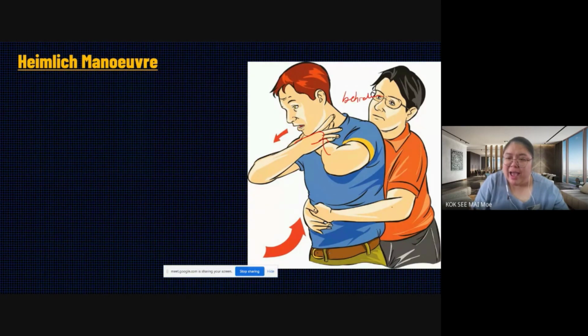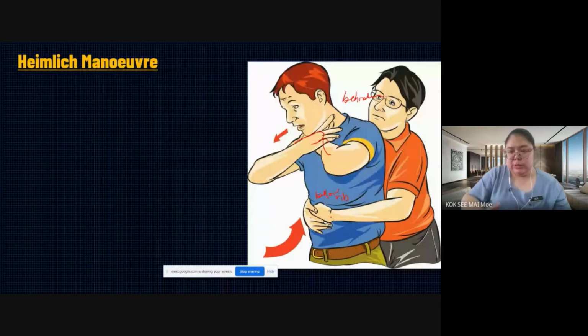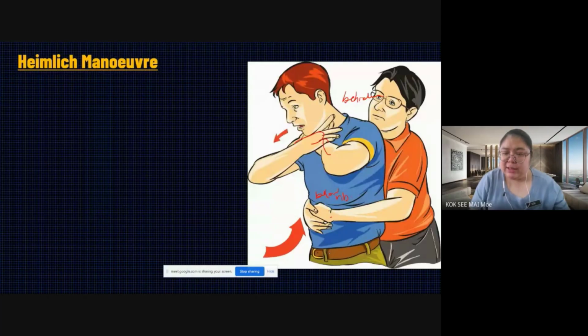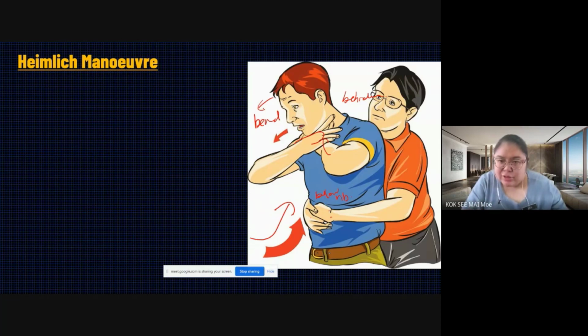Okay, after that, both hands must hold below the rib. That means the rib, the bottom there, just a little bit above the stomach. Okay, both hands hold it. After that, you need to move in an upward direction. That means you want to lift the person up. The person must bend a bit in front. Then you help to lift the person up. Keep moving up, to let the food come up.